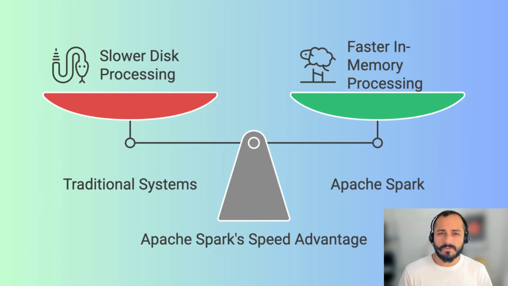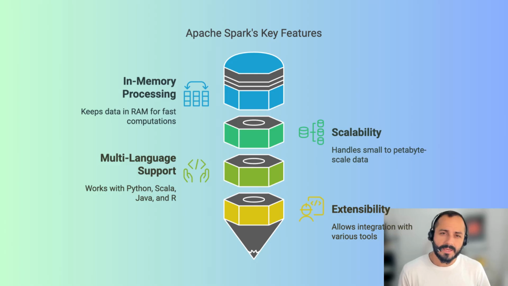So some of the key features of Apache Spark include the fact that it's open source, it's free to use and backed by the Apache Software Foundation. In-memory processing: it keeps data in RAM for fast computations instead of constantly writing to disk. Its scalability: it handles small data sets on a single machine or processes petabytes of data across hundreds of servers. Its multi-language support, so it works with Python, Scala, Java, and R. And its extensibility: it offers built-in tools for machine learning, streaming data, and SQL queries.